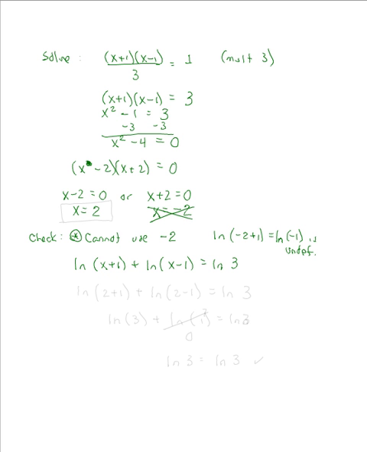Could x be positive 2? We'll find out. The natural log of 2 plus 1 added to the natural log of 2 minus 1. Is this equal to the natural log of 3? Well, we will have natural log of 3 plus natural log of 1 equal to natural log of 3, and the natural log of 1 happens to be 0. And so we end up with a true statement. Natural log of 3 is indeed equal to natural log of 3, so our solution does check. We have a valid solution, and the solution must be x is equal to 2. And we could stop there.